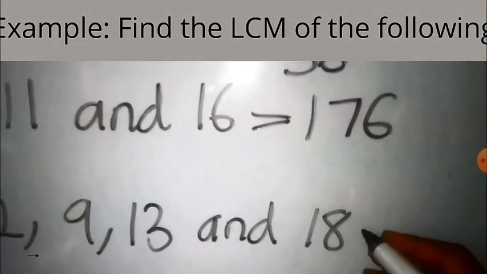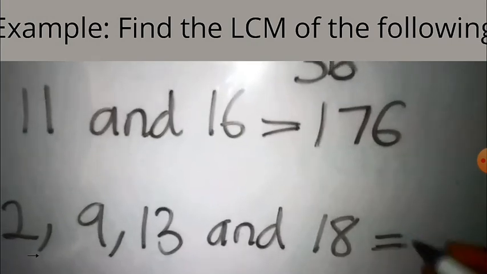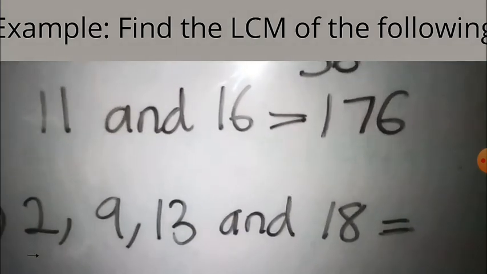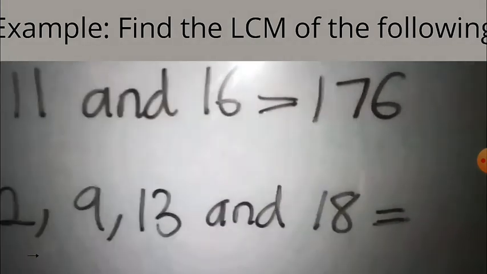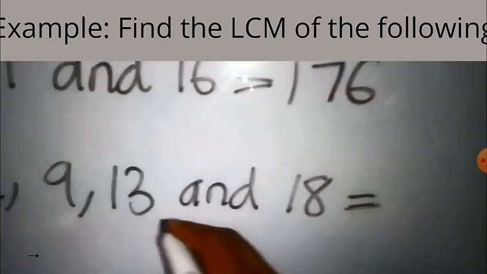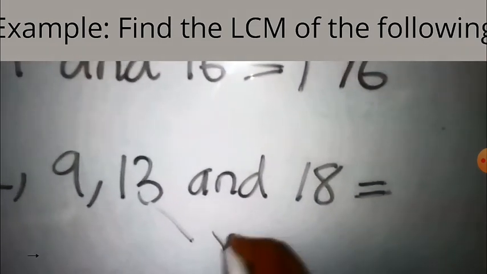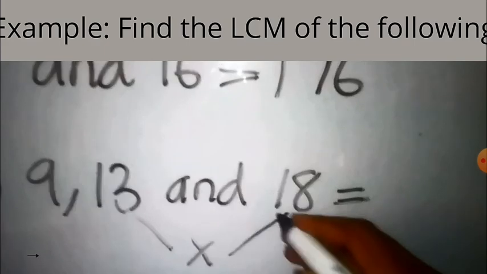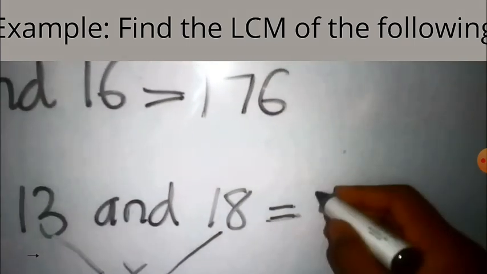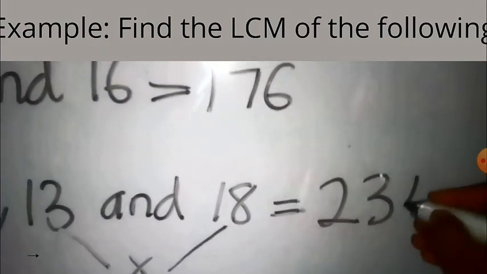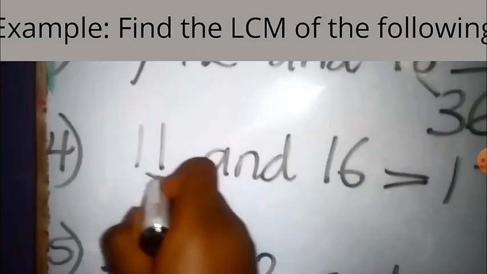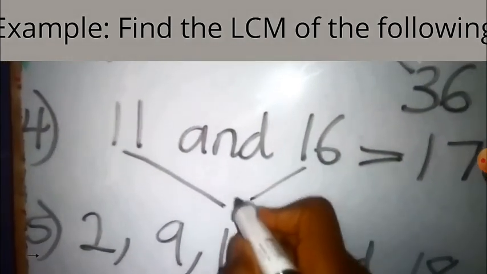2 can go into 18 without remainder. 9 can go into 18 without remainder, but 13 cannot go into 18 without remainder. So since 13 is a prime number, we say 13 multiplied by 18. And it will give us 234, which is our LCM.